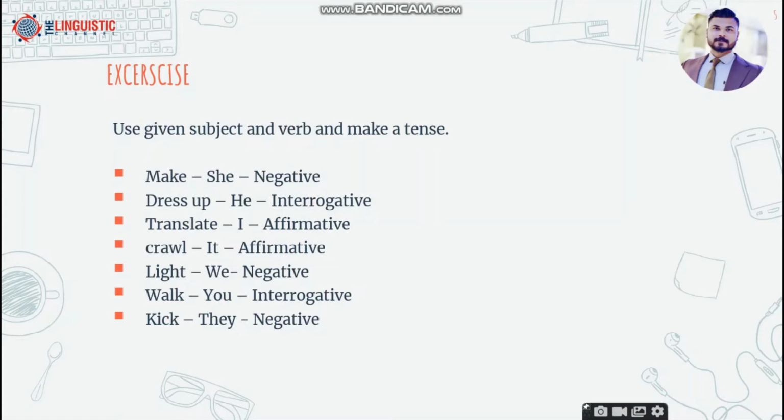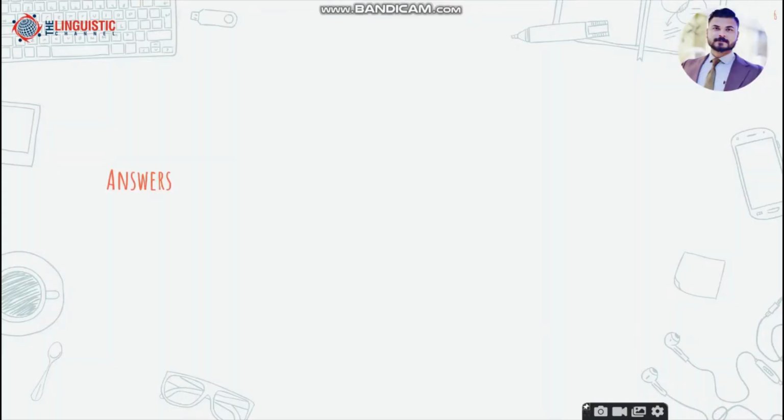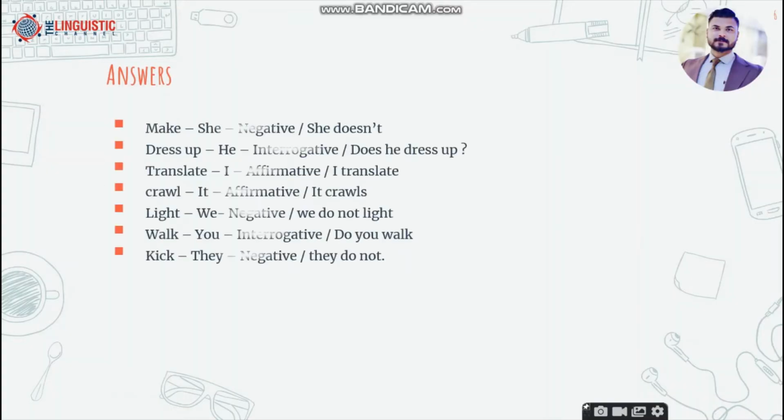Okay, now I think you have done the exercise, so let's check your answers. So you were supposed to make a negative with the verb make and she. So what is going to be? She does not make whatever object you just put. It doesn't matter. Okay, with he, dress up, and interrogative. Okay, so it should have been does he dress up. I hope you didn't make it wrong.